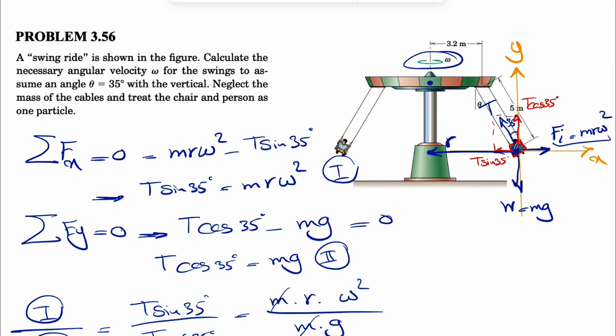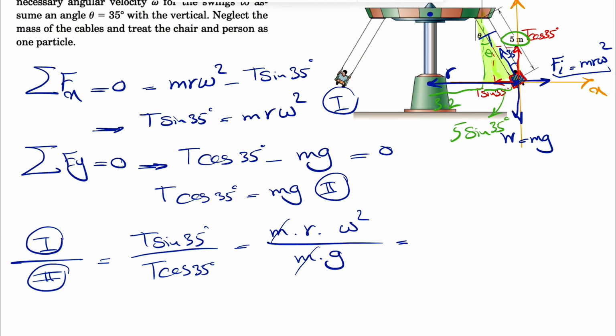And that's not complicated too, because we have this distance in the question, 3.2, and we just have to figure out this little distance. And if we look at this right triangle that I'm highlighting in green, since we know this angle is theta, it's pretty easy to find the opposite side of that triangle. We know the length of that cable is also 5, so we're going to have 5 sine of theta, which is 35 degrees. So that would be our r. So we're just going to put that in here.